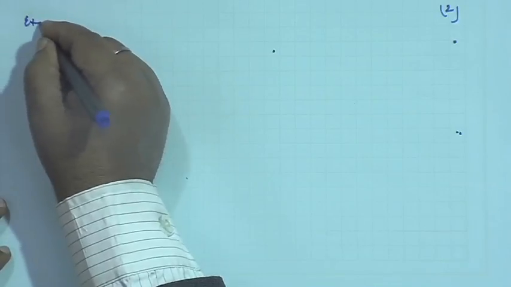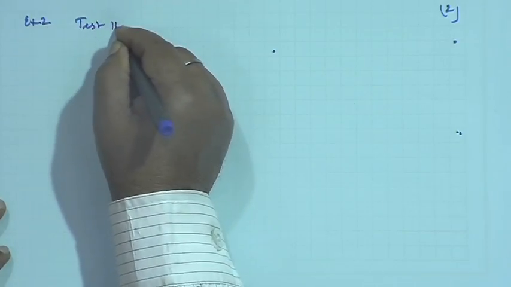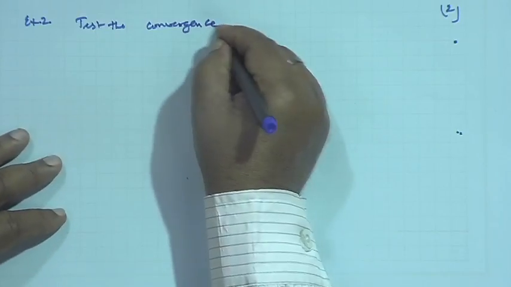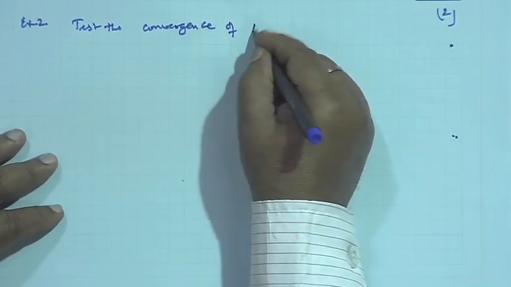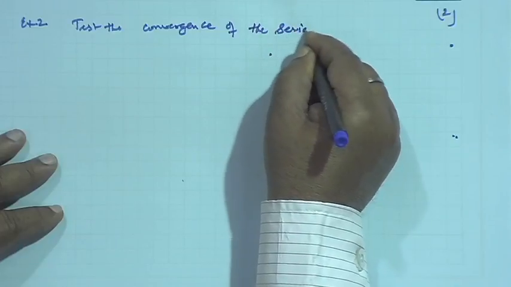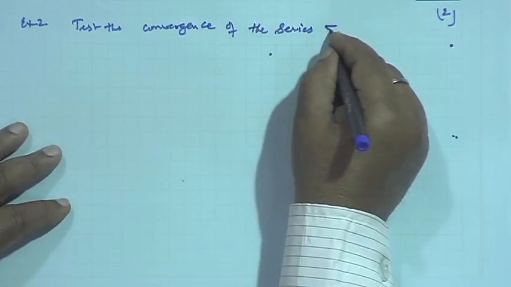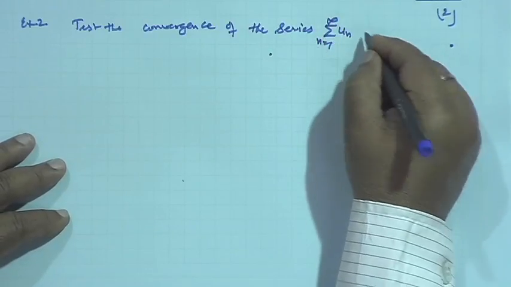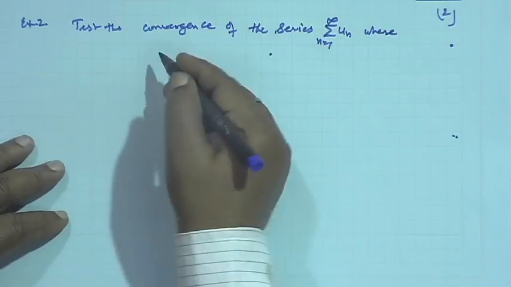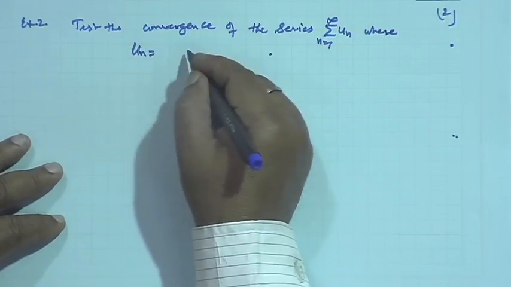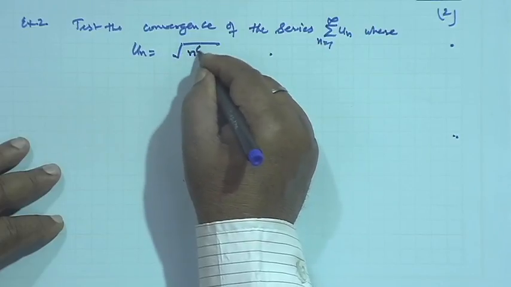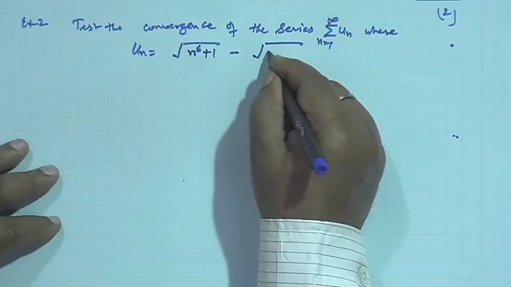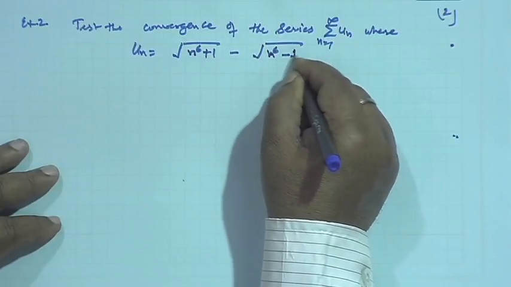Test the convergence of the series sigma u n, n is 1 to infinity, where u n is square root of n to the power 6 plus 1 minus square root of n to the power 6 minus 1.